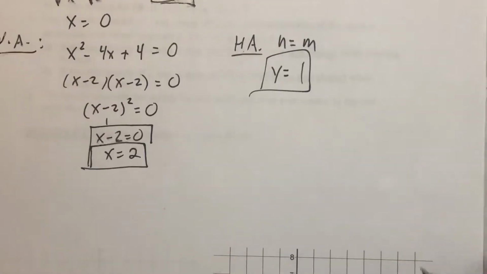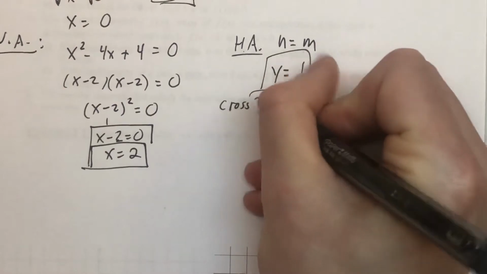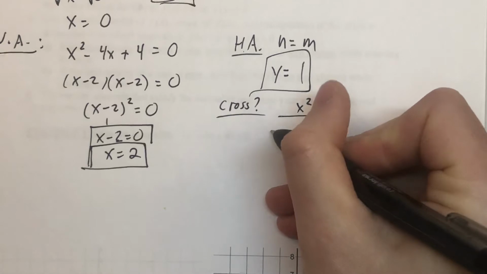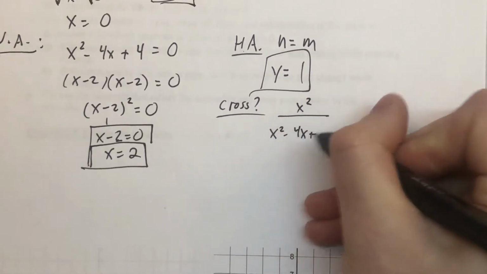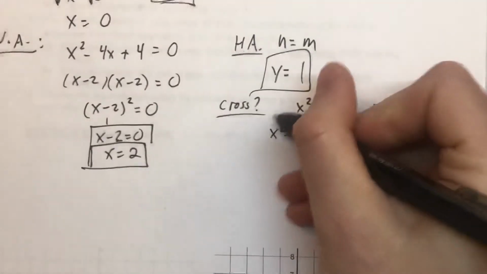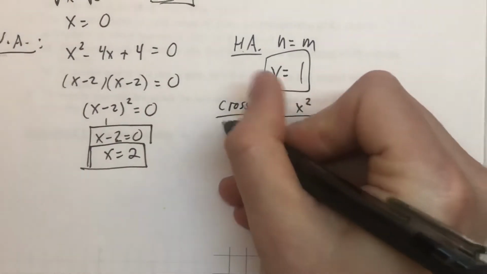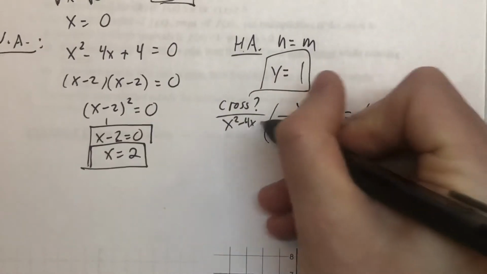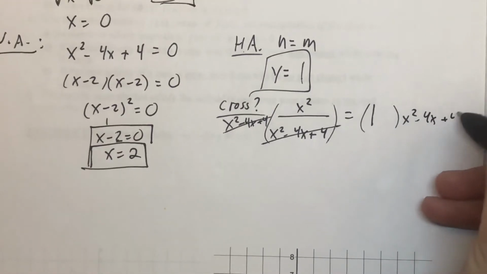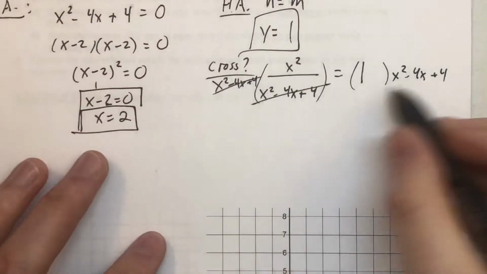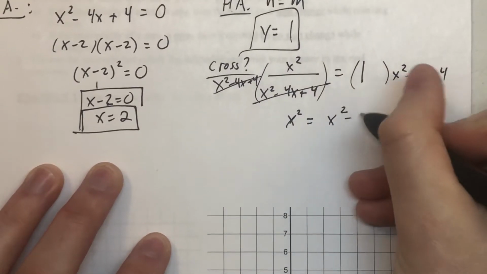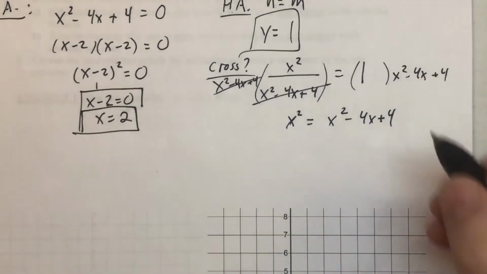And then the question, once you have the horizontal asymptote, of does it cross, that's the question of does this function equal that y value? So we take our function, multiply both sides by the denominator, so it cancels there. And on this side, we're simply multiplying it by 1, so we're going to get that expression. x squared equals x squared minus 4x plus 4.